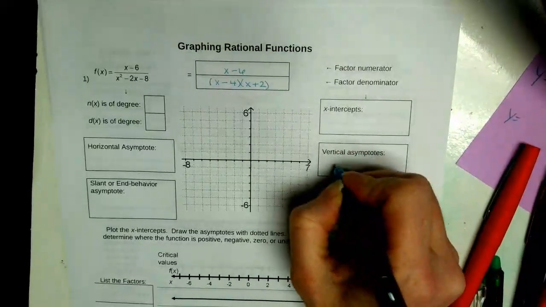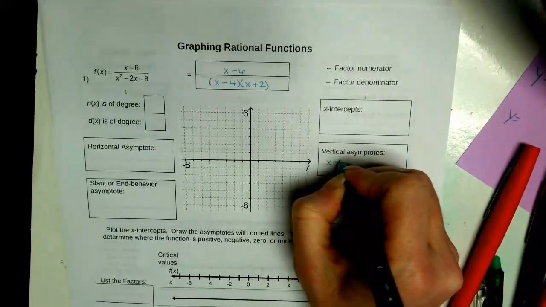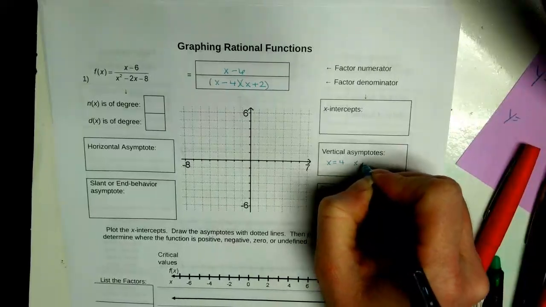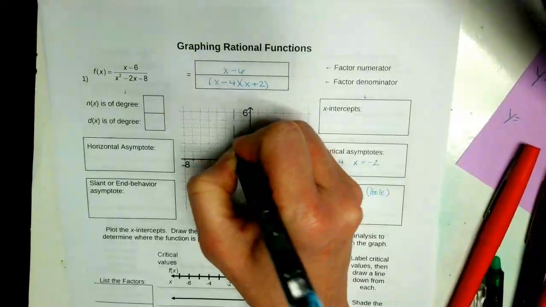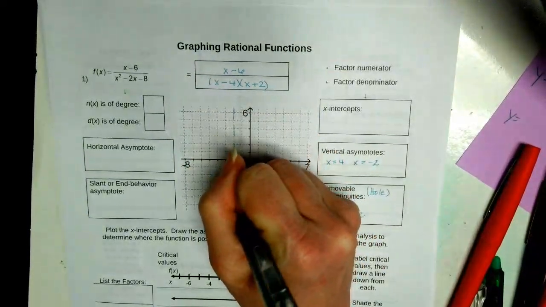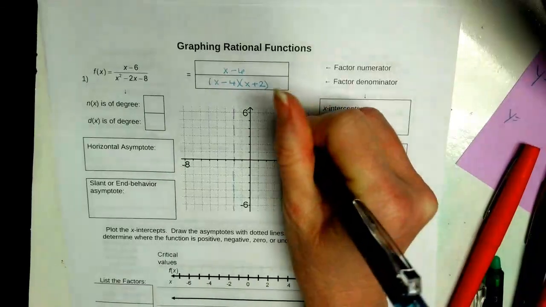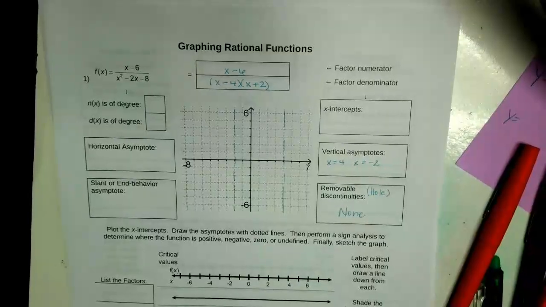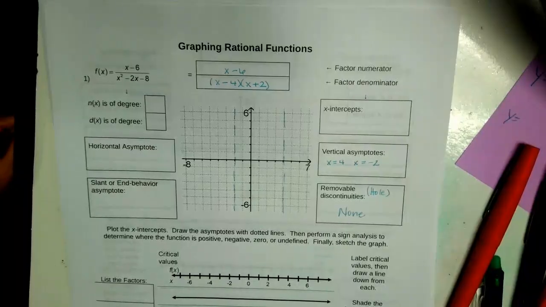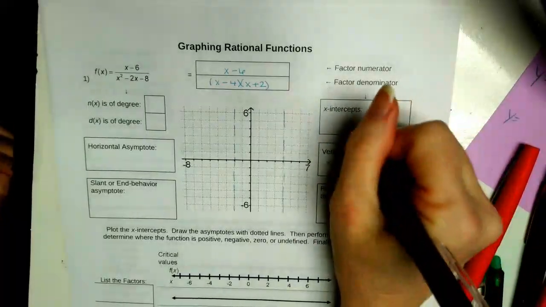Everything on bottom is a vertical asymptote. So I have a vertical asymptote at x equals 4 and at x equals -2. So if I were going to graph this, I could go over to -2 and draw in a vertical asymptote and then also draw one in at 4. Not that we're necessarily going to graph it, but if you wanted a general idea of what it looked like.